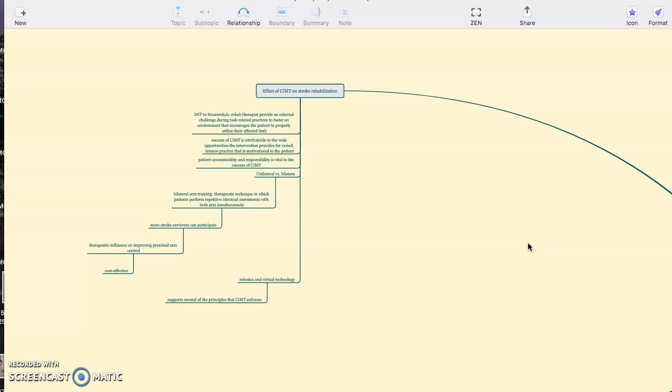Success of CIMT is attributable to the wide opportunities the intervention provides for varied, intense practice that is motivational to the patient. Patient accountability and responsibility is vital to the success of CIMT. It works most efficiently with patients that are most motivated to engage in those 3 hours or 6 hours of intense sessions. And now it is debated versus unilateral or bilateral movement.